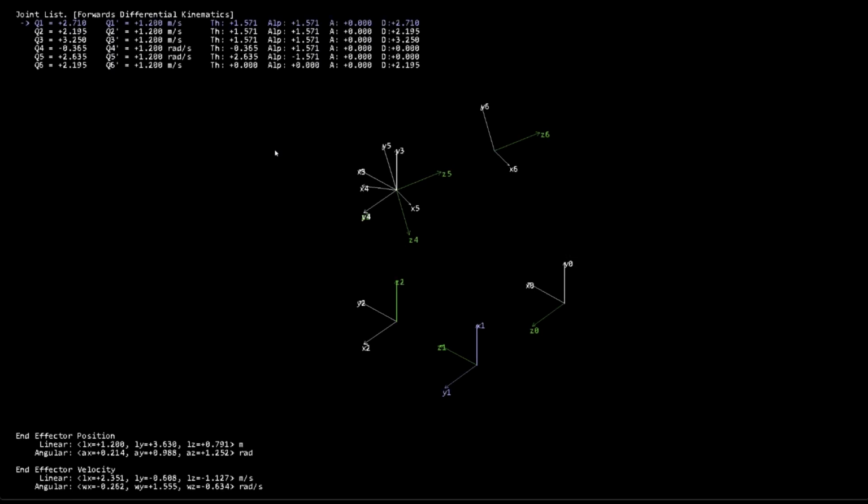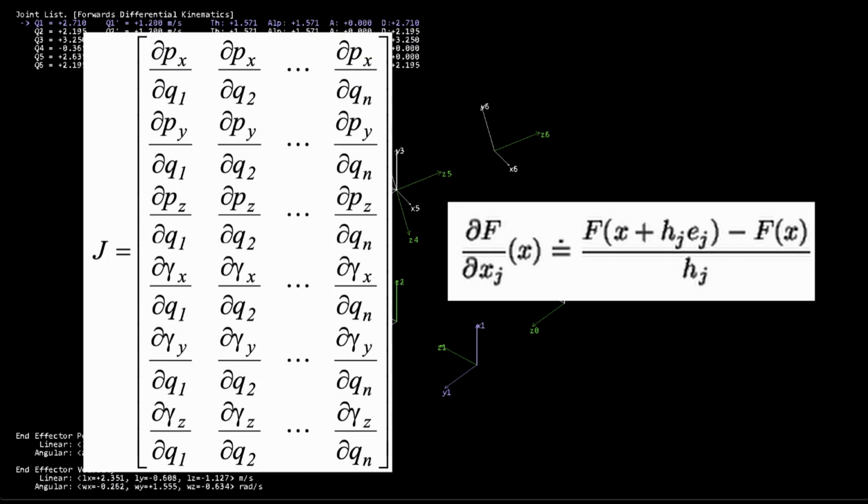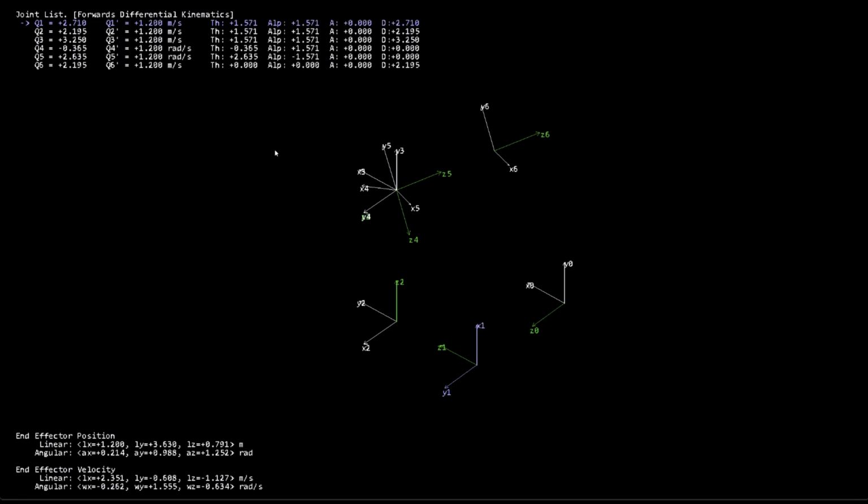We next analyze the forward differential kinematics of our manipulator. Internally, this program uses a finite difference representation of a Jacobian matrix to compute the end effector velocities, governed through the following formula. Consider what happens when we manipulate the velocities of each joint.